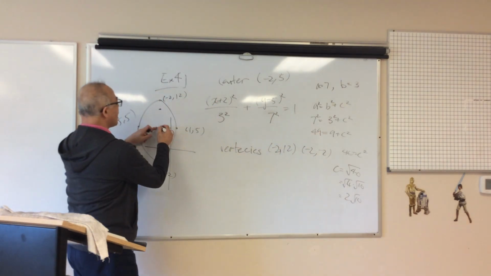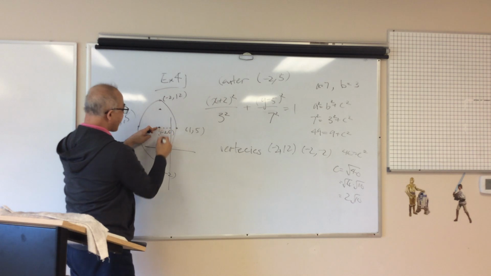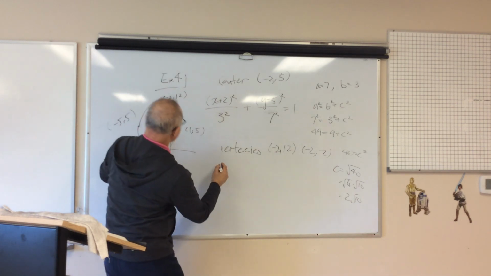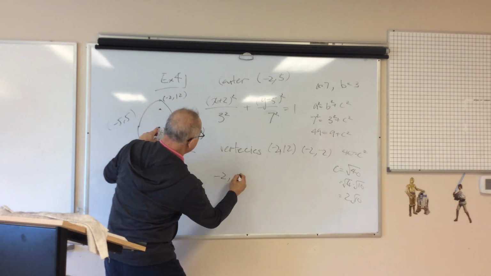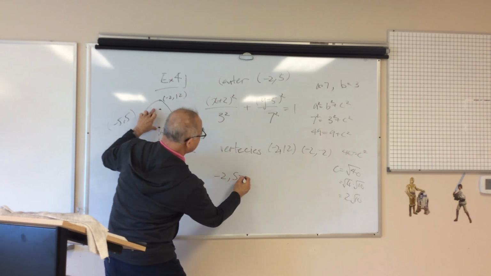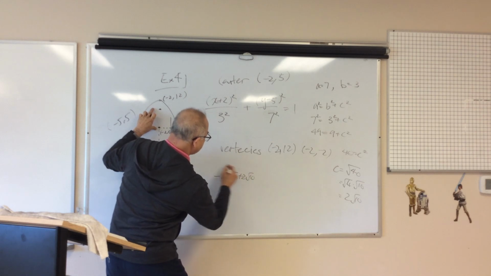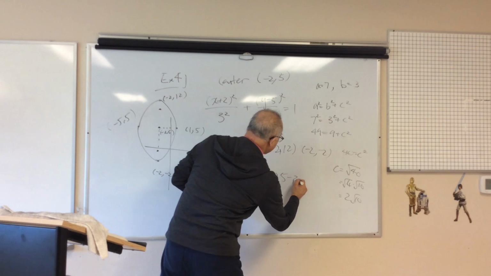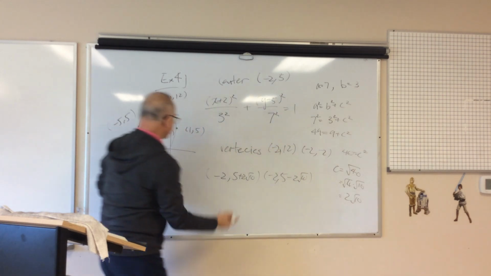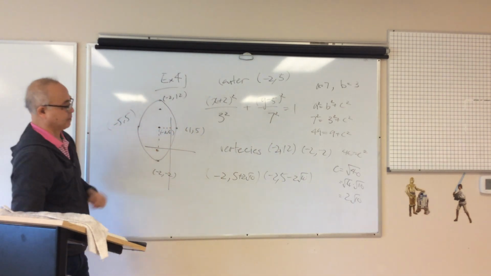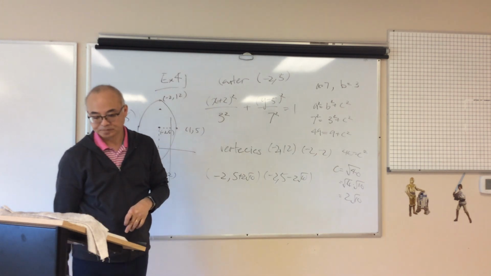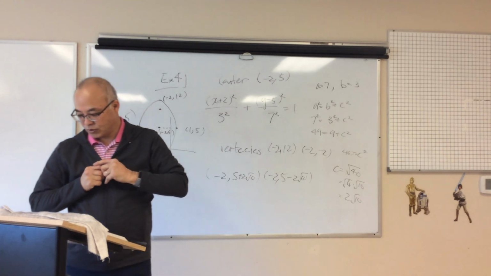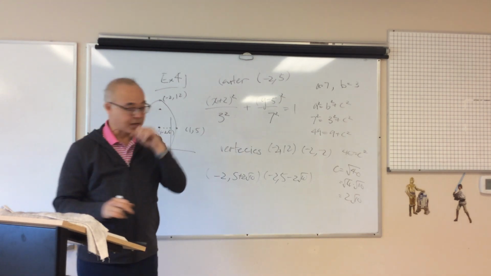So I'm going to have to go up 2 root 10 and down 2 root 10 from here. So I'm going to stay at negative 2. 5 plus 2 root 10 is up here. Negative 2, 5 minus 2 root 10 will be down here. Okay? All right, so that's that. We're good with that. It's example number 4.